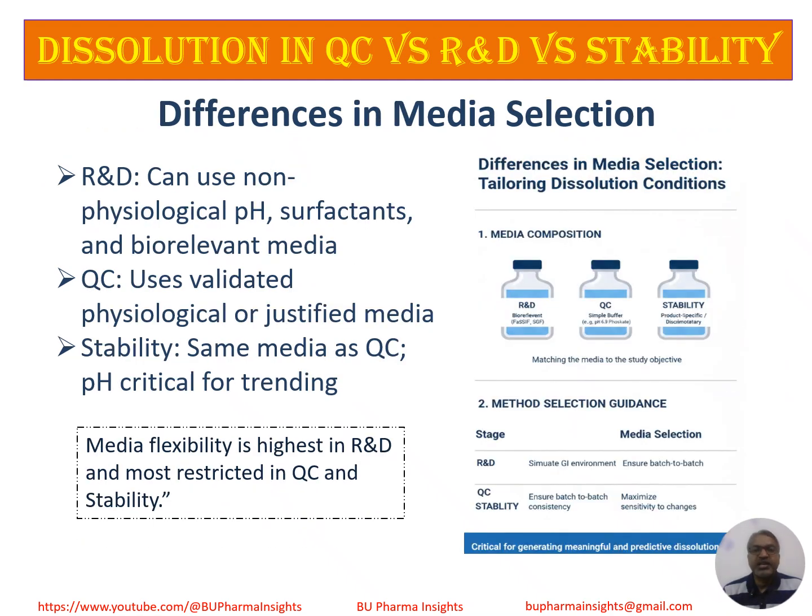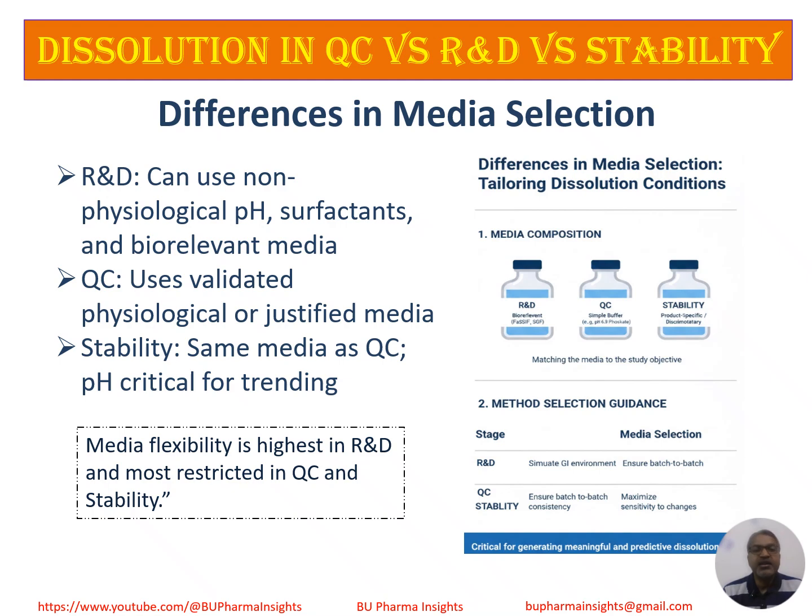Media flexibility changes across the product life cycle. In R&D, flexibility is highest. Teams may use non-physiological pH, surfactants, and biorelevant media like FaSSIF or FeSSIF to understand formulation behavior. In QC, flexibility is very limited. Only validated and approved media can be used. FaSSIF or FeSSIF are not acceptable unless they are fully validated and regulatorily justified.